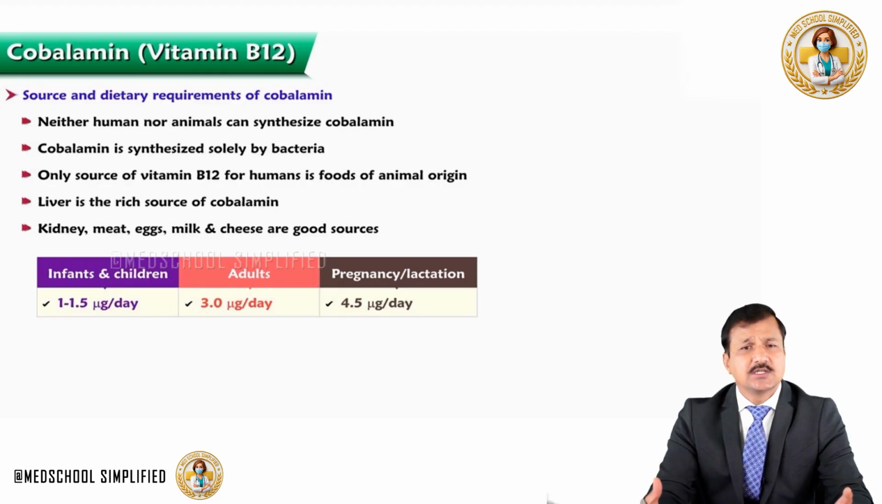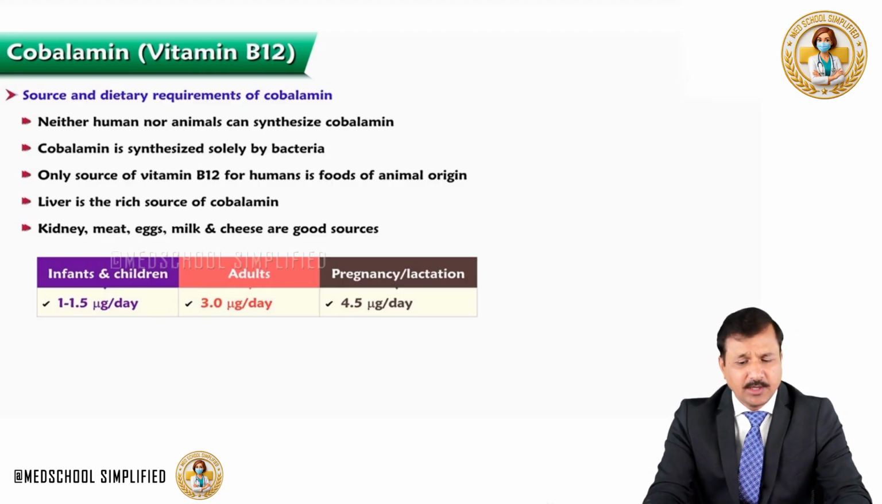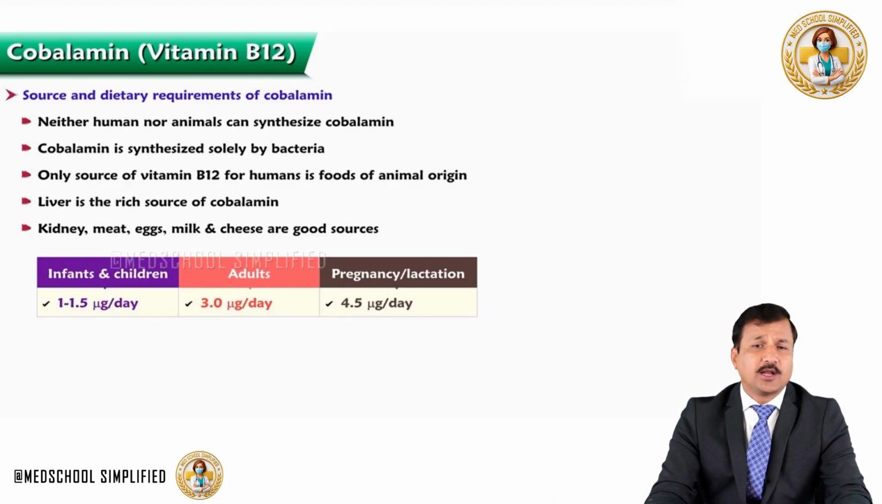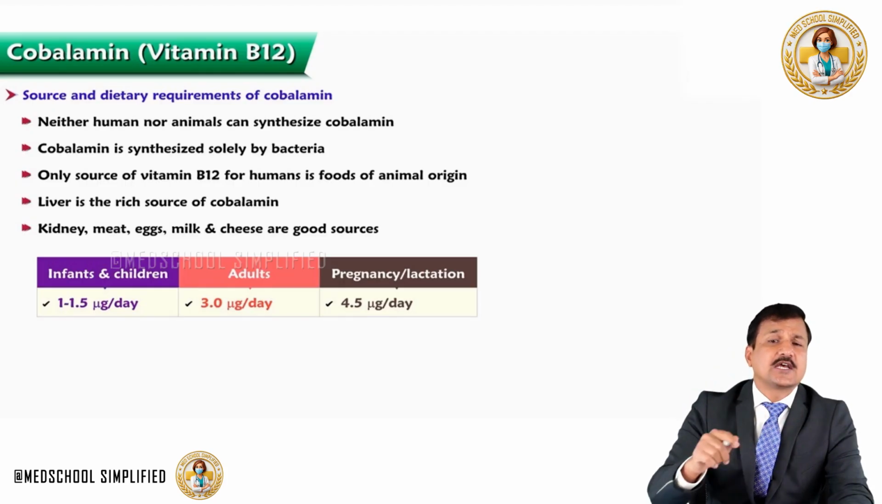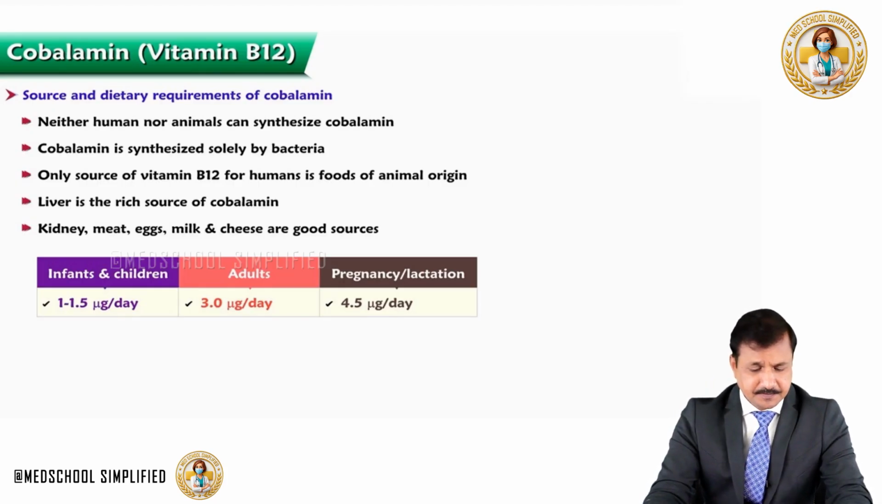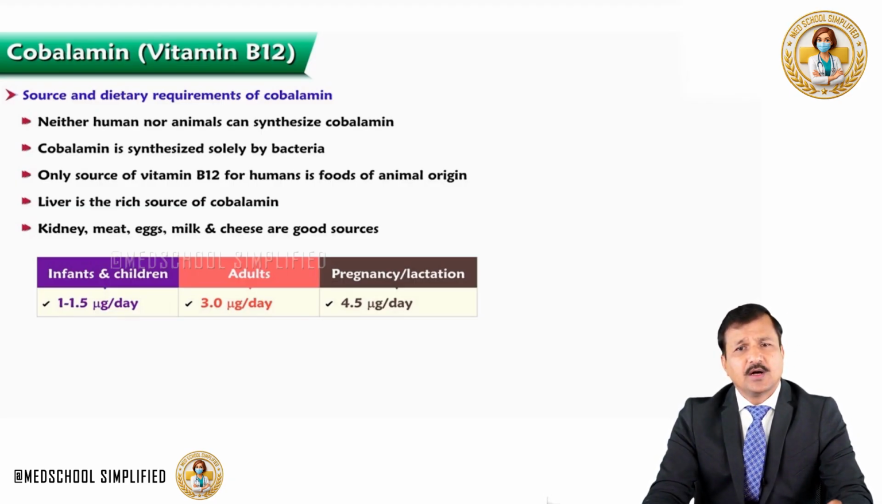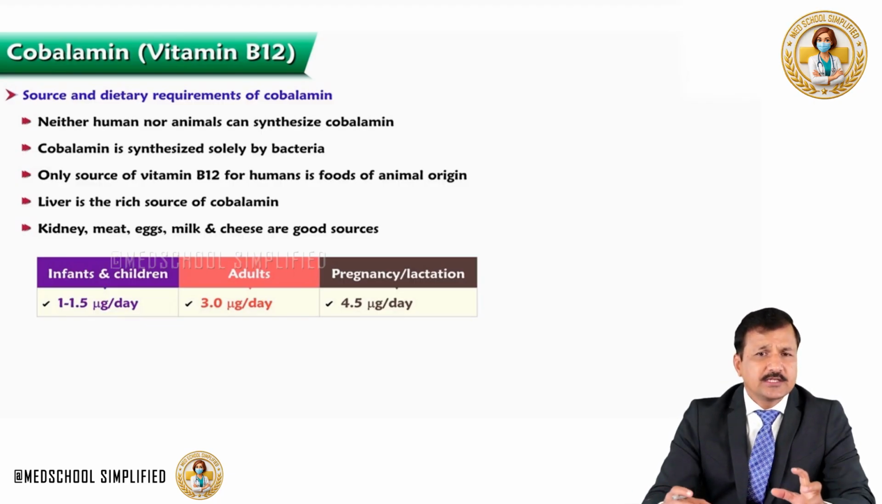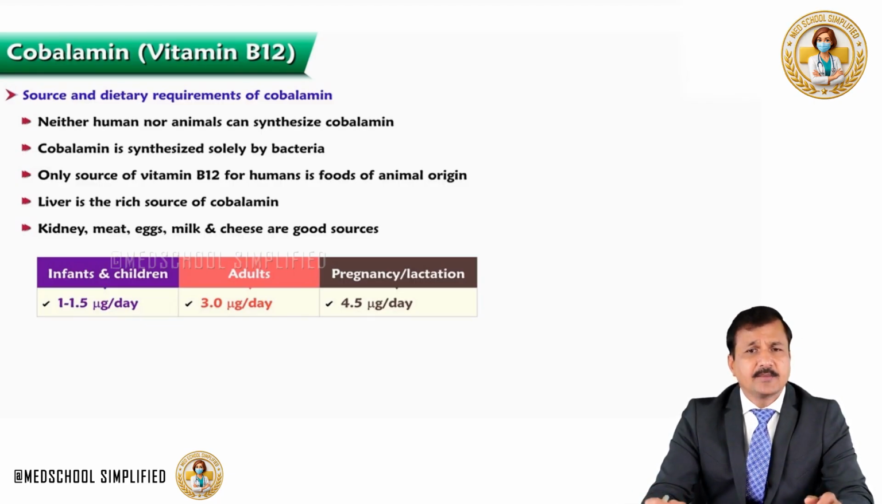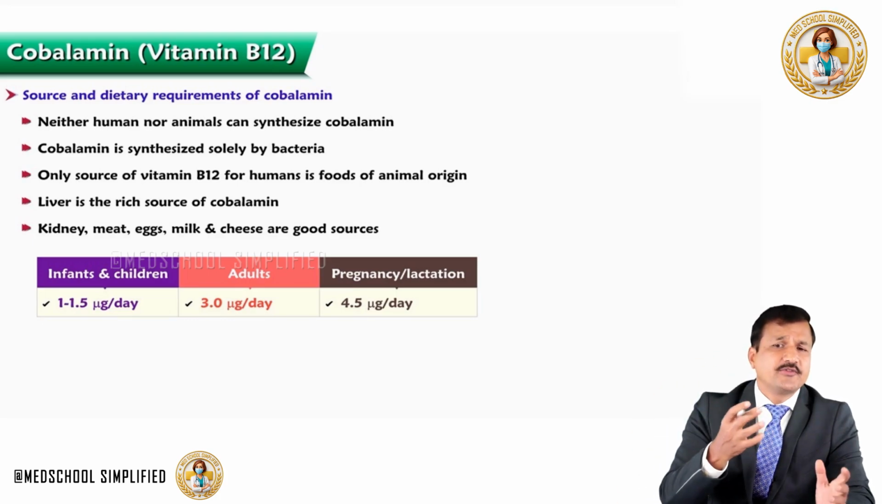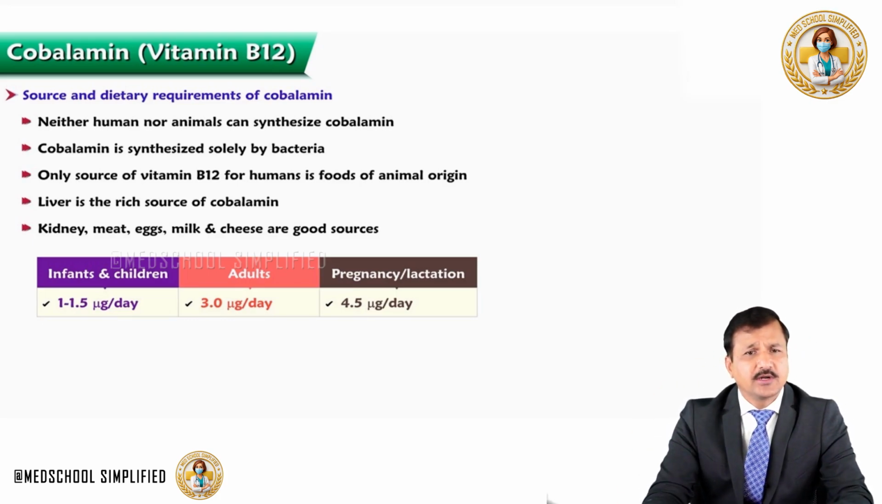And when a person consumes food derived from animal origin, that's how we get cobalamin, the one that is synthesized by the bacteria in the intestine. Now, the liver is a rich source of cobalamin because the majority of the cobalamin absorbed by the animal, ruminant animals, will be stored. 50% of that cobalamin is stored in the liver, the rest is stored in the kidney, muscle and other tissues. So, kidney, meat, eggs, milk and cheese are also good sources of cobalamin.